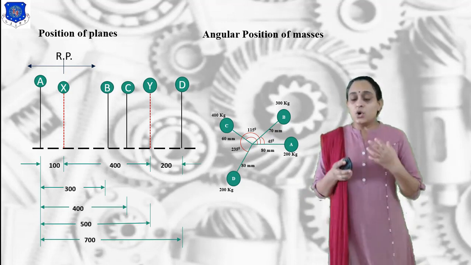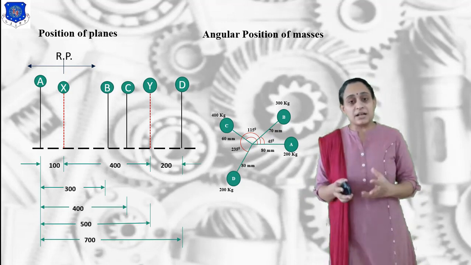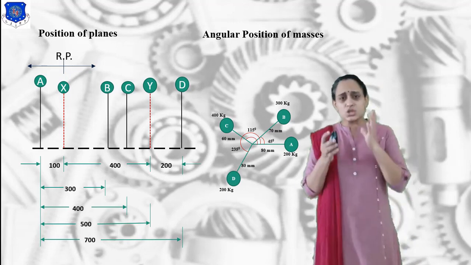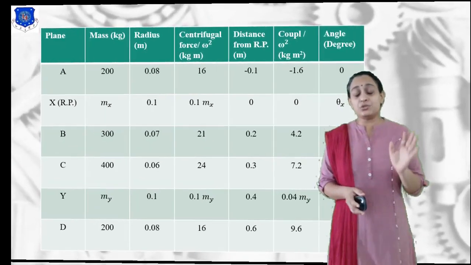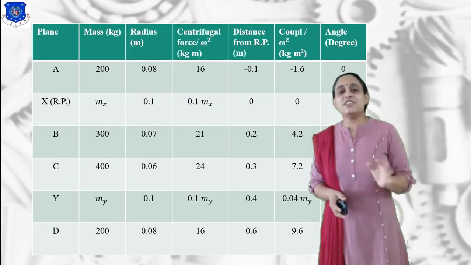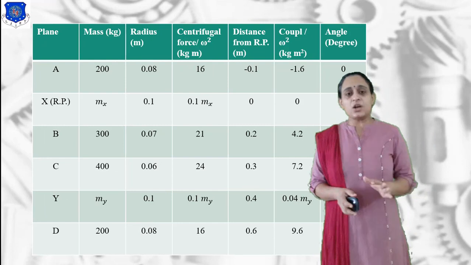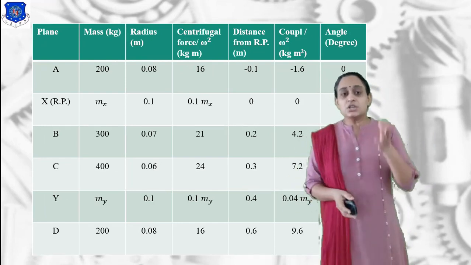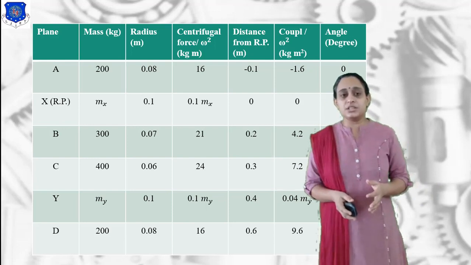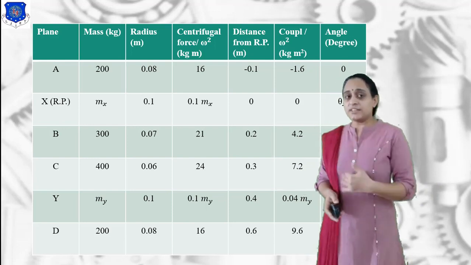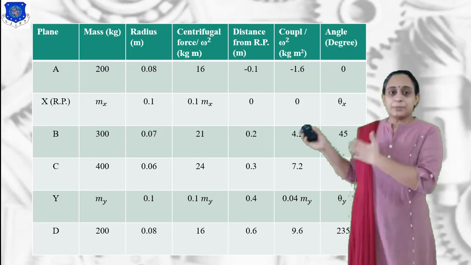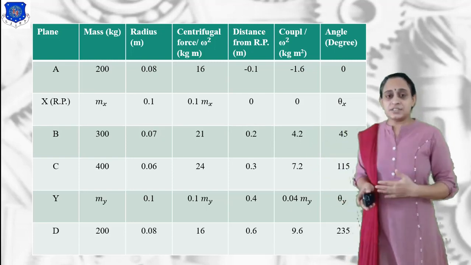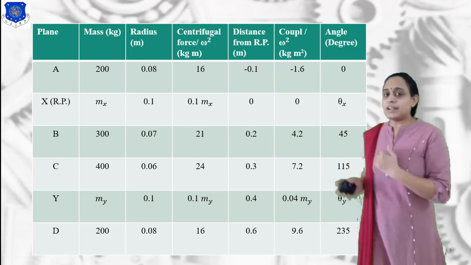Here we mark all the radii as well as masses in our angular position of masses diagram. Students, you have to draw this diagram, which is very important for us. Now, as we have already studied our plane position, here is the plane position diagram. In this we have planes, masses, radius, centrifugal force, distance with respect to reference plane, couple and angle.